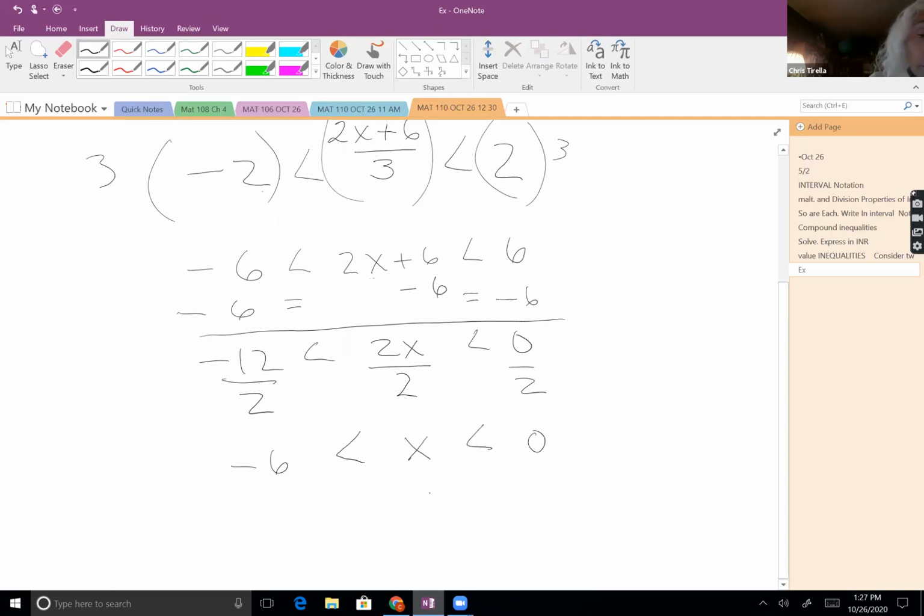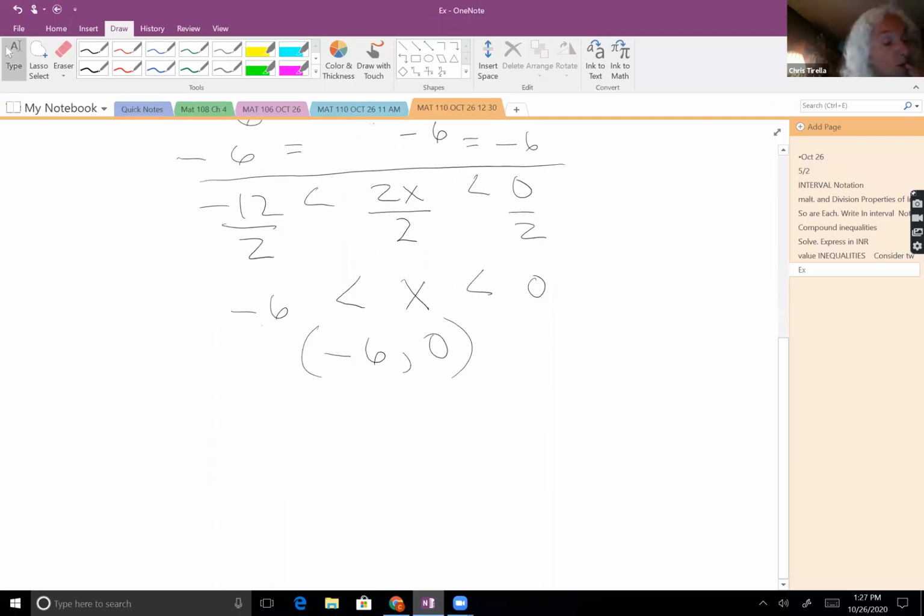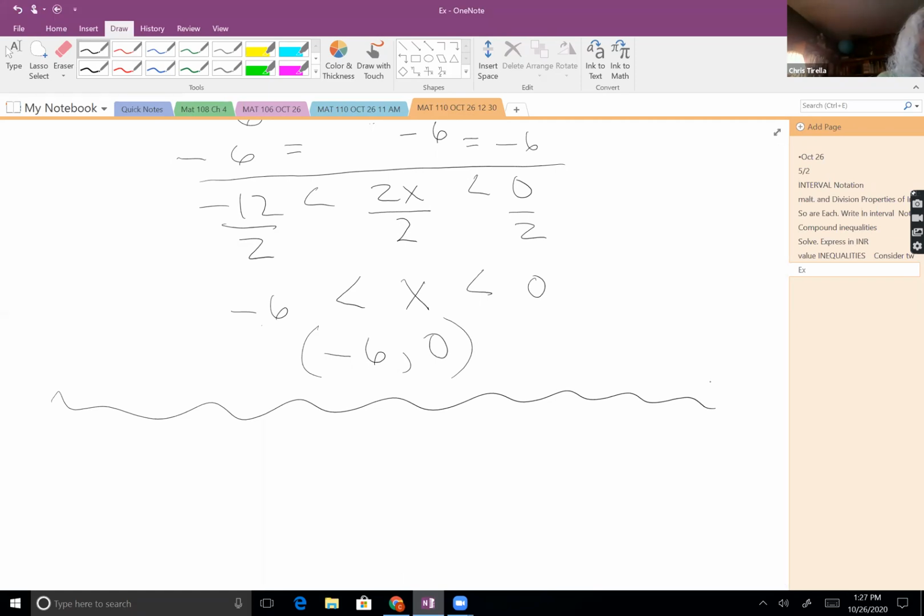And double checking. If I pretend the x is not there, negative 6 is less than 0. So I did something right. Smallest value is negative 6. Largest value is 0. And there's no equality, so it's an open interval. Is everybody all right with that one? Can we try another?